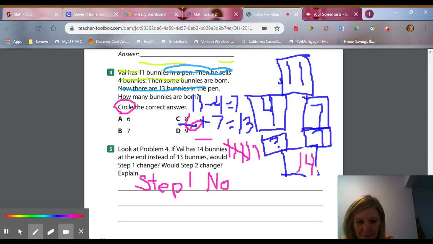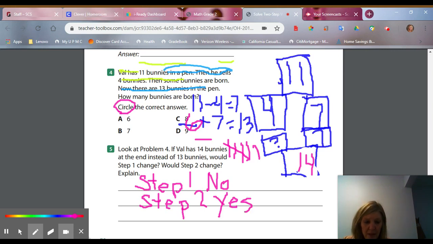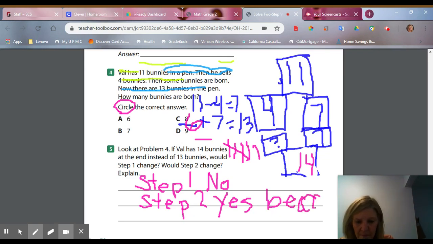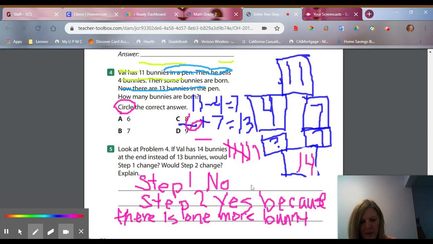So we have step 1, no. Now look at the second part. If he had 14 instead of 13, would step 2 change? Well, yeah, the answer to step 2, yes, it would change, because there's more bunnies now. There's one more bunny.